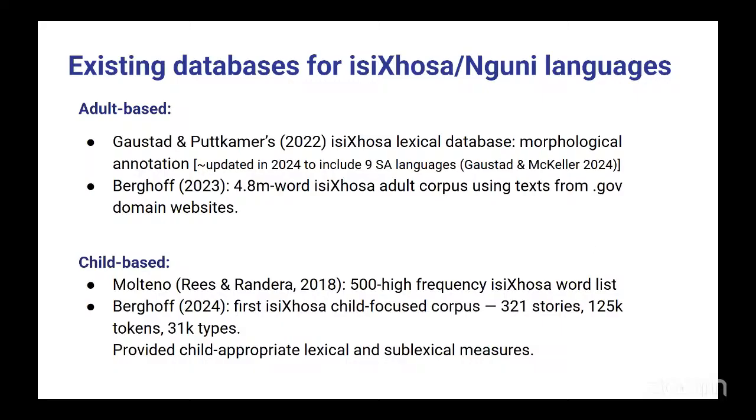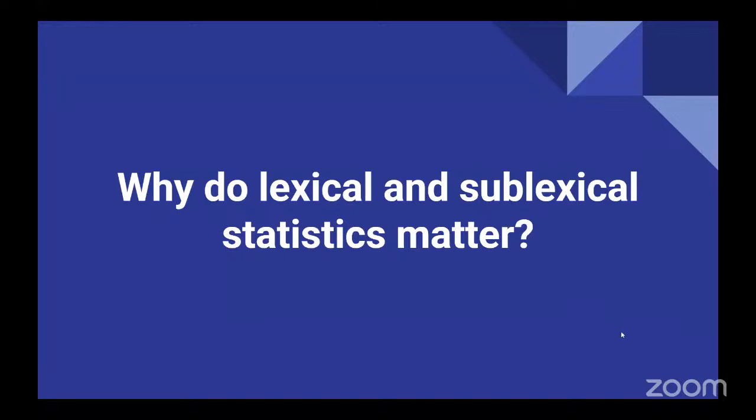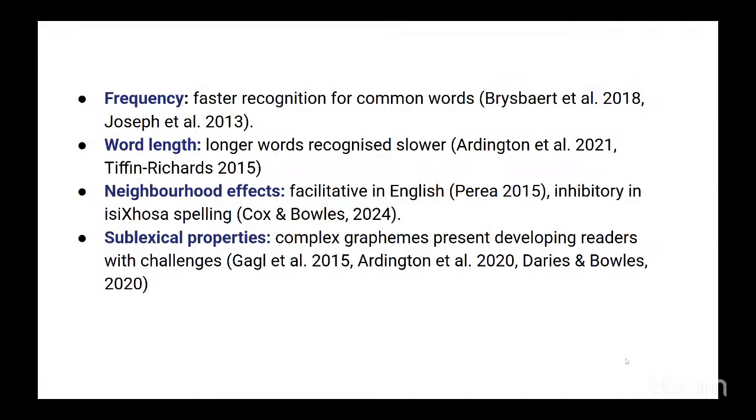So why does that matter? Why do lexical and sublexical statistics matter? The reason I'm mentioning this is because we aim to use our database to also develop lexical and sublexical statistics for the 4 Nguni languages. Okay, so just to mention a few of them, psycholinguistic research is clear. Both lexical and sublexical variables or properties shape the way that we learn, process, and recognize words in languages.